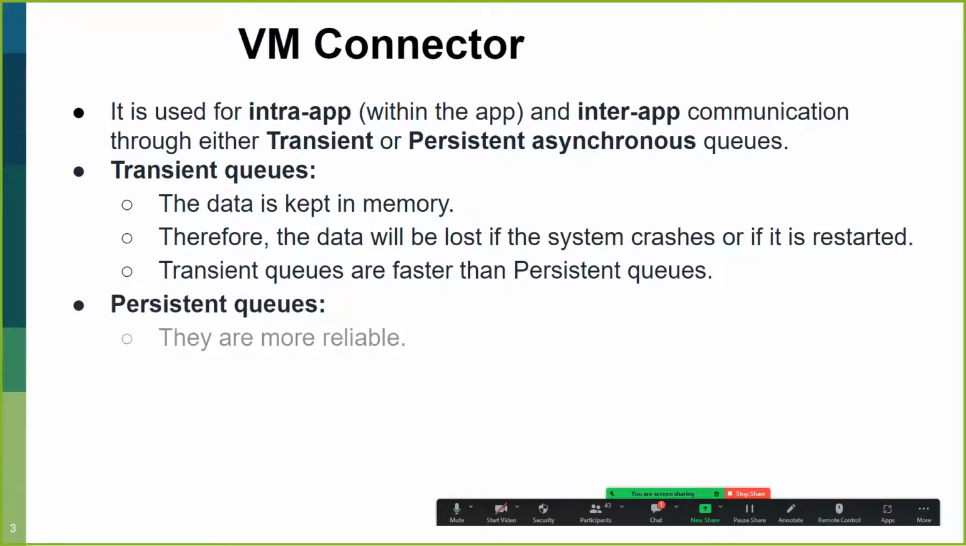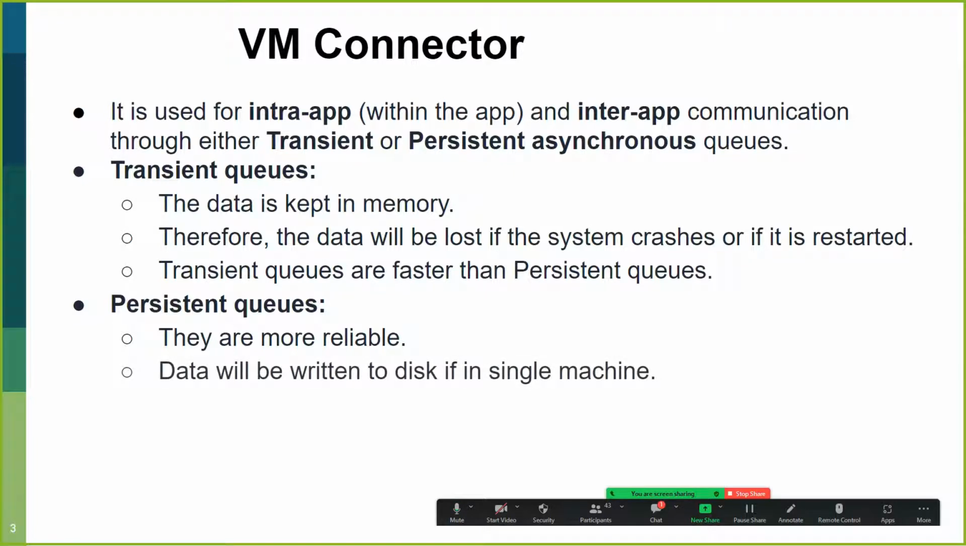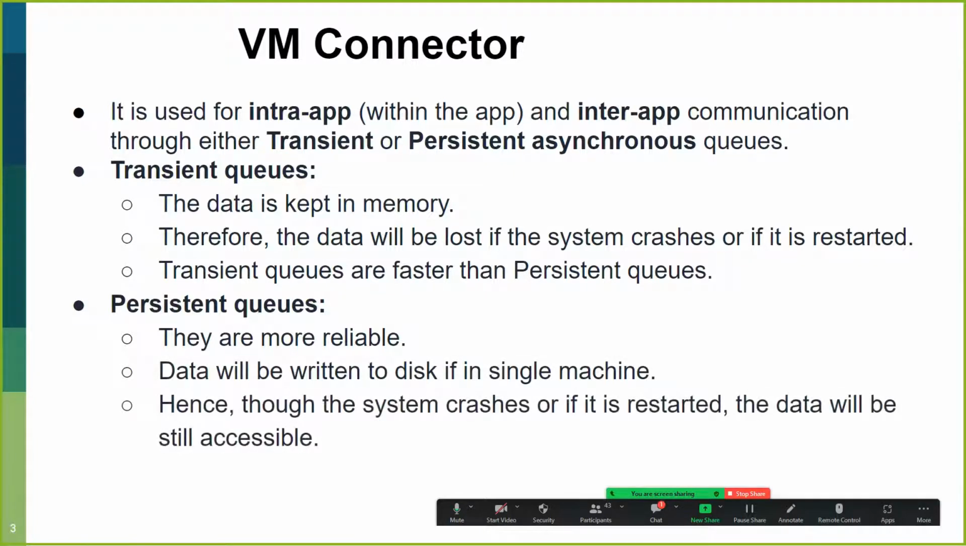Whereas persistent queues are more reliable, because even after the system crashes, if you restart it, you have the data persisted on disk, so you will get it. However, since there is disk I/O, or disk input output, since it has to read from the machine, it takes more time, so it is slower.